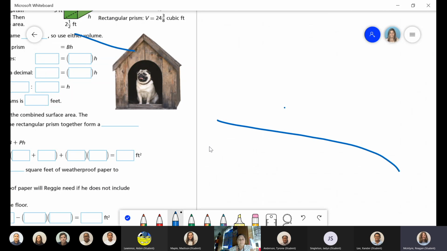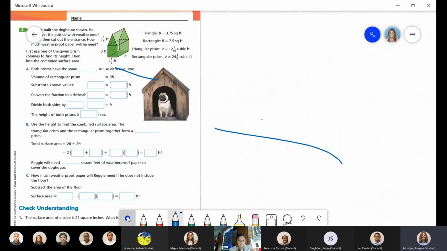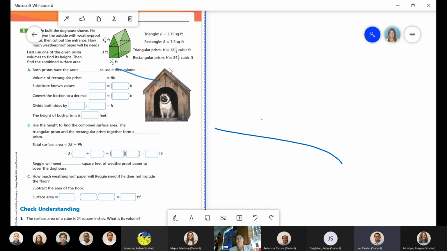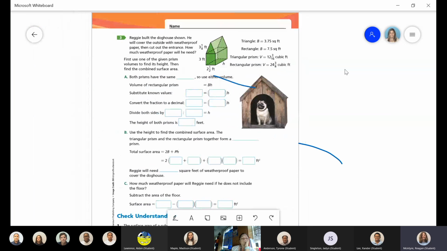Wait, how do they have the same height if the triangle top thing has a 3 1/2 height? No. That's not the height. That's the length of the base side. So look at it, it's hard to tell. Here is the height and this is the height. I'm having problems deciphering. Why can't they just leave height as vertical?